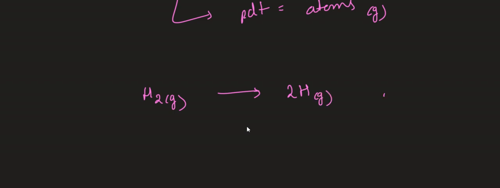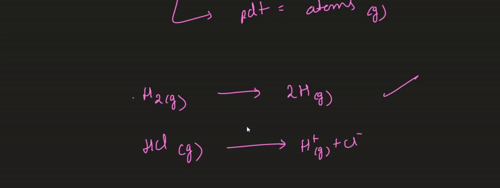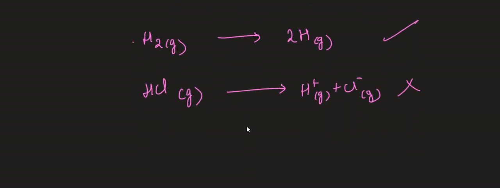Clear till here? For this it is eligible. Yes, 1 mole of reactant is there, and on the right side you have the atoms. Suppose I take HCl gas, which gives rise to H plus gas and Cl minus gas. This is not eligible. First of all, the reactant is 1 mole, yes, but the product is in ionic form, and we don't require ionic form. Hence this reaction is not eligible.